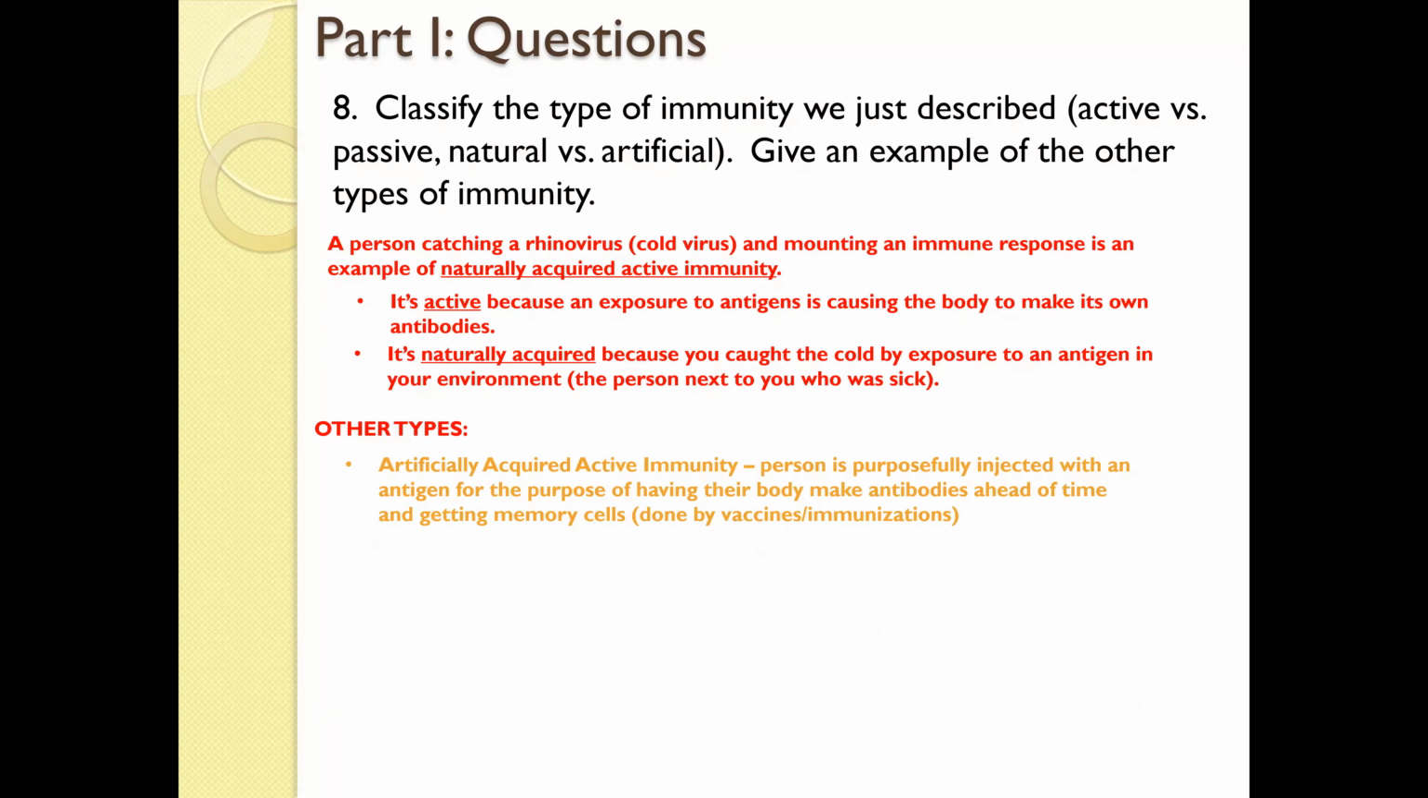So the other types of immunity are artificially acquired active immunity. And artificially acquired, a person is injected. So a person in this case is injected with an antigen for the purpose of having their body make antibodies ahead of time and getting memory cells. And so again, because you are making the antibodies, that makes it active. Artificial is because you're going to a clinic or a doctor's office and getting an injection. And this is what we call vaccines and immunizations.